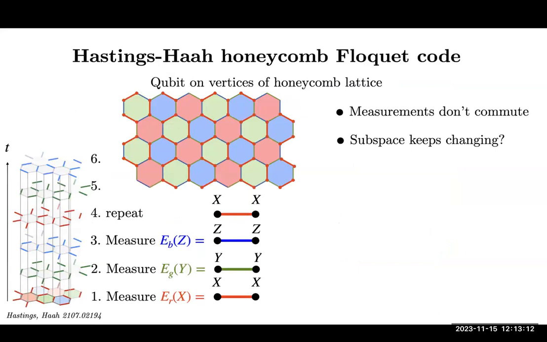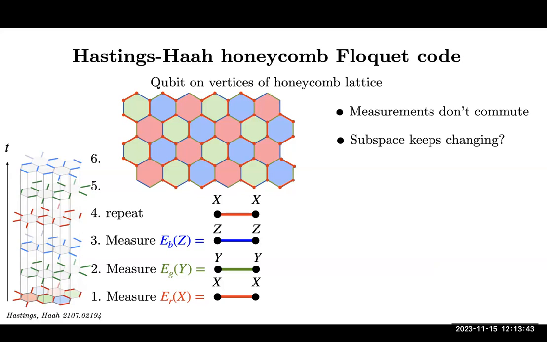Two years ago, Hastings and Haah came up with an interesting proposal. They called it the honeycomb code, but due to its periodic nature, people have been calling these Floquet codes. Let me explain what the setup is. They said, let's put qubits on the vertices of the honeycomb lattice, and the schedule consists of 3 rounds.